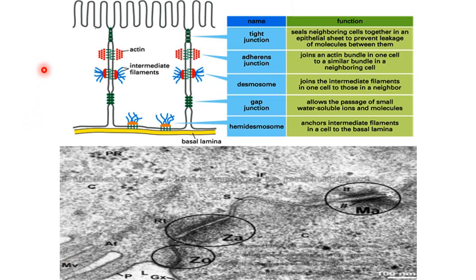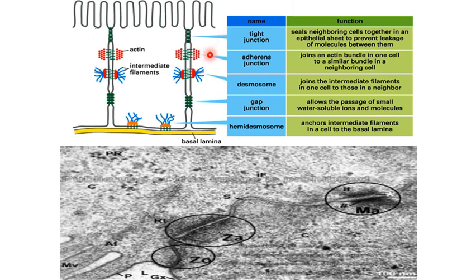So for the summary of the junctional complexes, this is one cell, adjacent cell, adjacent cell. So these junctional complexes, most of them are present on the lateral surface of the cell, except for the hemidesmosomes, which are present on the base of the cell, anchoring to the basal lamina. So from above downwards at the apex of the cell, as a strip encircling the whole circumference of the cell, is the tight junction, which seals the neighboring cells together to prevent leakage of molecules between them.